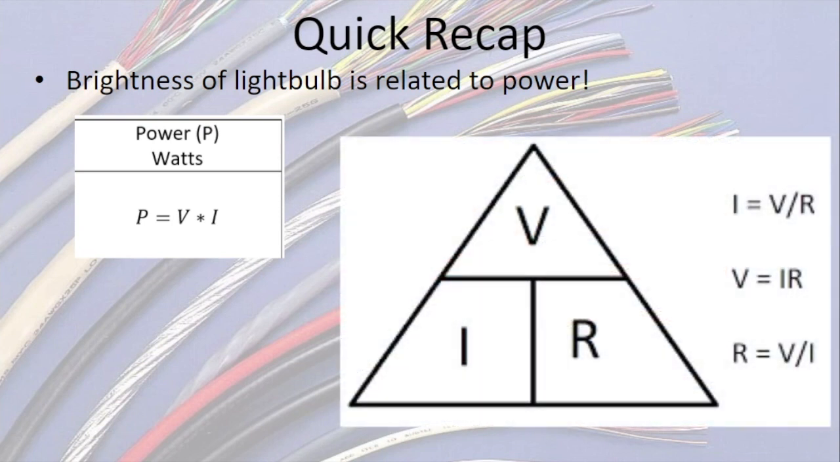Also, we talked about Ohm's law, and this triangle shows us how to solve for each variable within Ohm's law. And we remember that Ohm's law is just V equals IR, but we can rearrange it to get the other equations over here, such as I equals V over R, or R equals V over I.